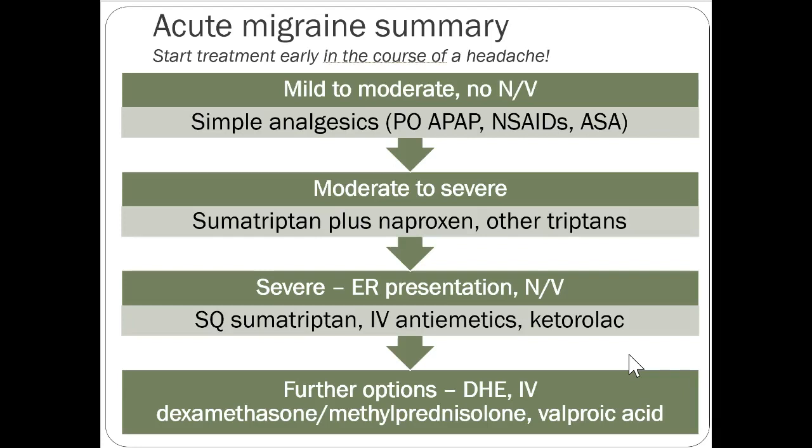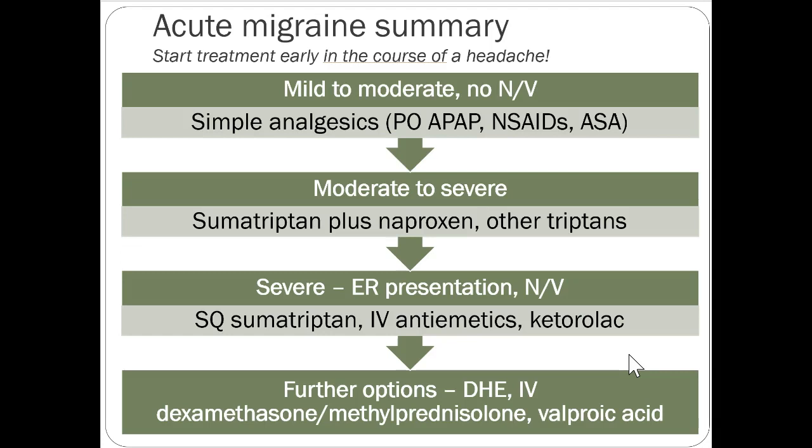So, a summary: for mild to moderate with no nausea or vomiting, simple analgesics like acetaminophen, NSAIDs, and aspirin. Moving on to a more moderate to severe pain syndrome, look at either a triptan by itself or the combination of sumatriptan plus naproxen. If you're going to give an NSAID, naproxen is probably the better choice just because it's longer acting, but that's up to you and up to the patient, of course.